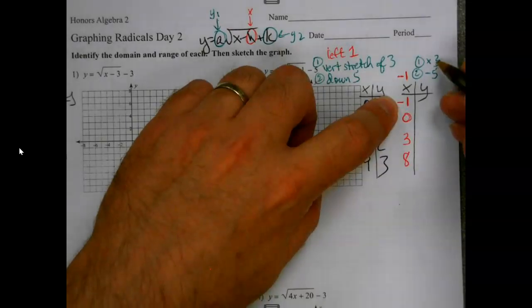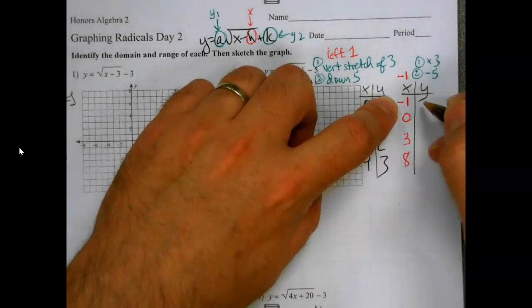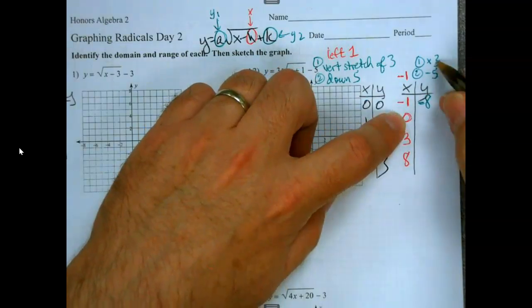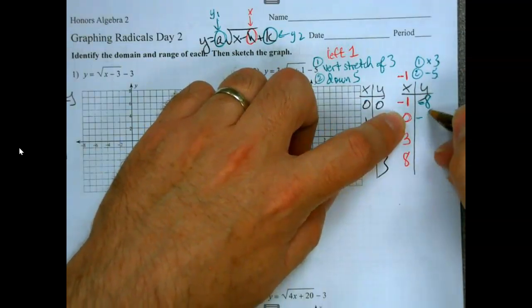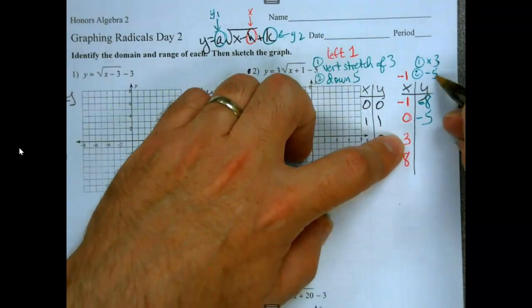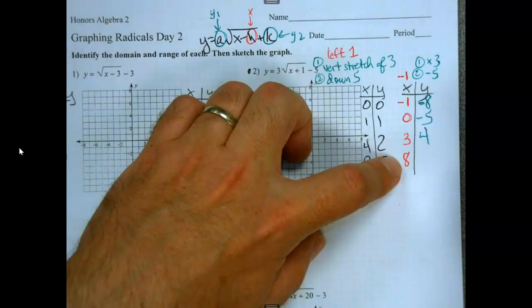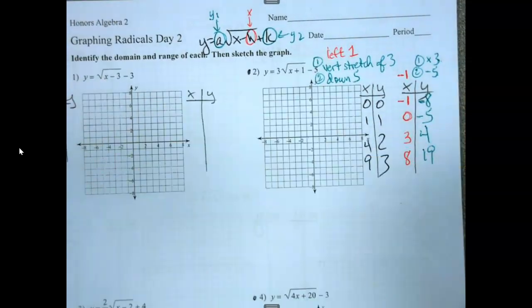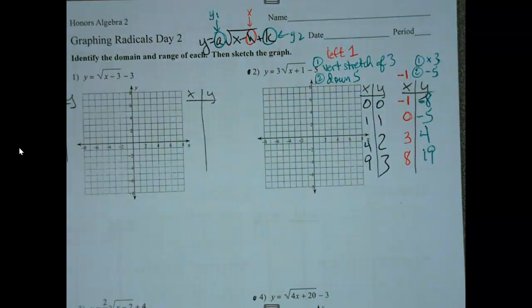So negative 1 times 3 would be negative 3, minus 5 would be negative 8. 0 times 3 is 0, minus 5 is negative 5. 3 times 3 is 9, minus 5 is 4. Holy moly, 8 times 3 is 24, minus 5 is 19. That's going to be a little bit off the page, so that's not going to help us quite as much.